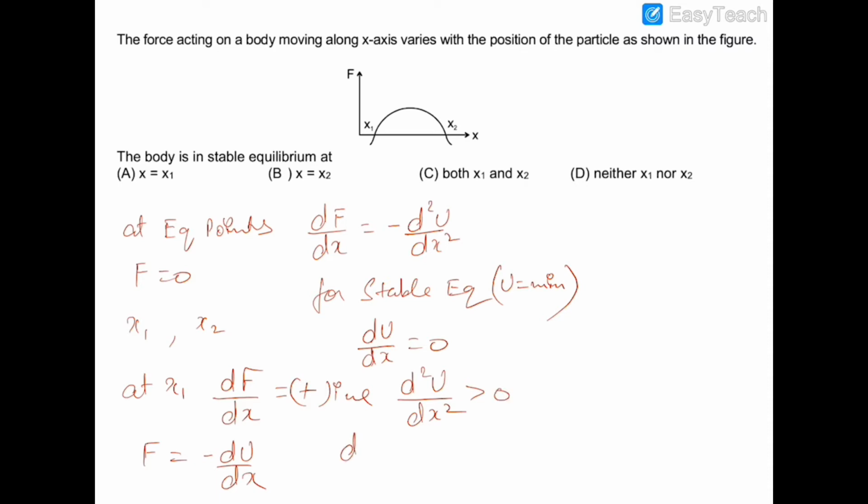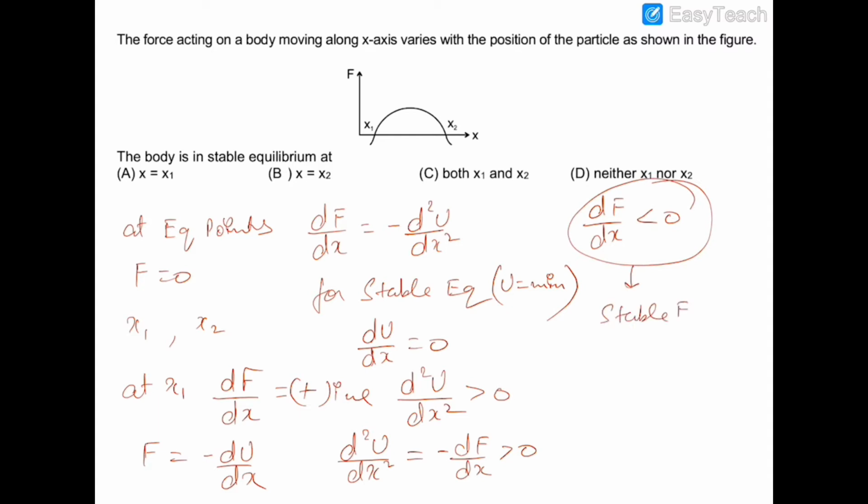Therefore d square u by dx square is also equal to minus df by dx, and hence it should be greater than 0. Therefore df by dx should be less than 0 at the position of stable equilibrium. And on the contrary, at the position of unstable equilibrium, df by dx should be greater than 0.